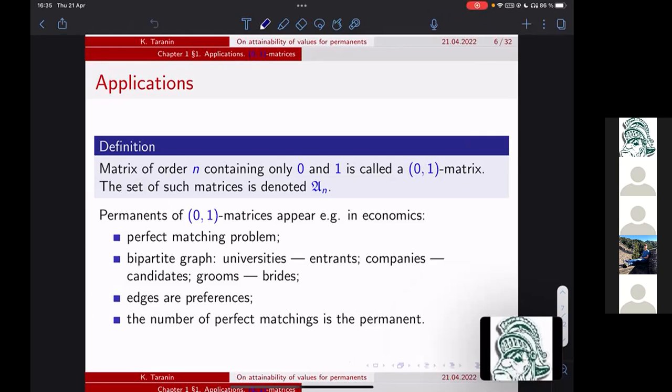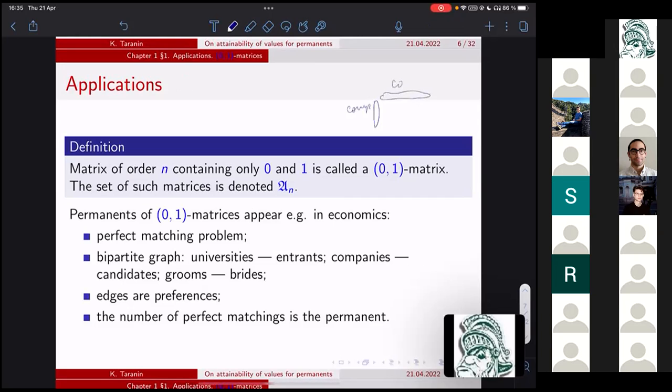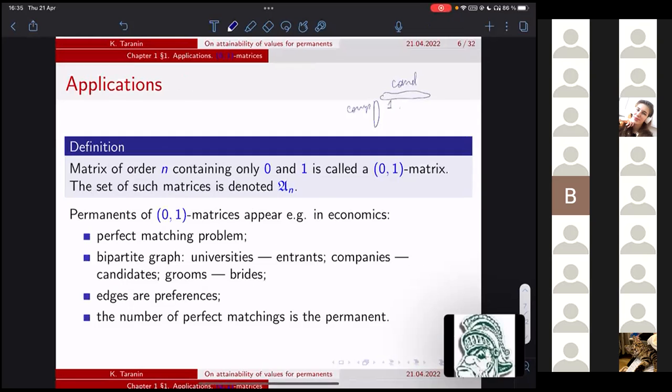So companies, candidates, 0, 1, something like that. And the bigger matrix would be like this: 0, 0, and here it will be the same as here.